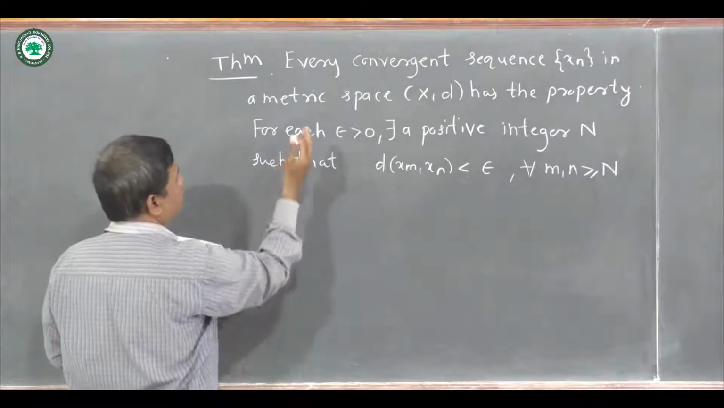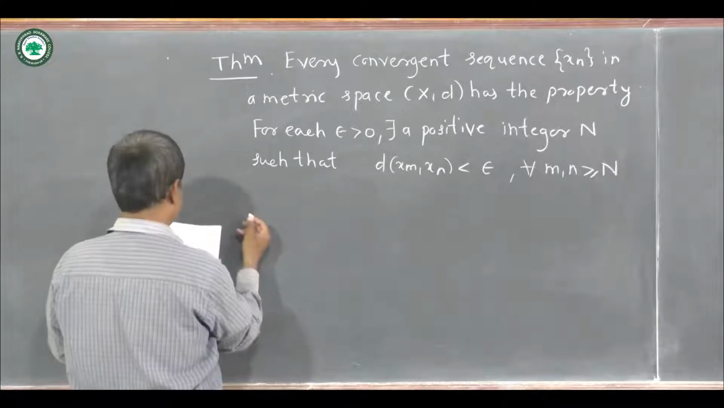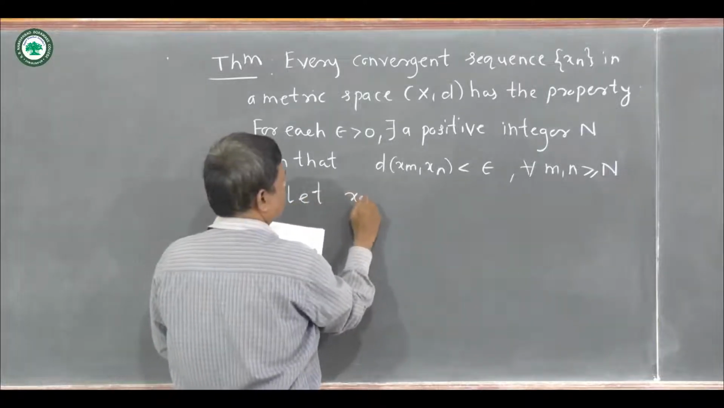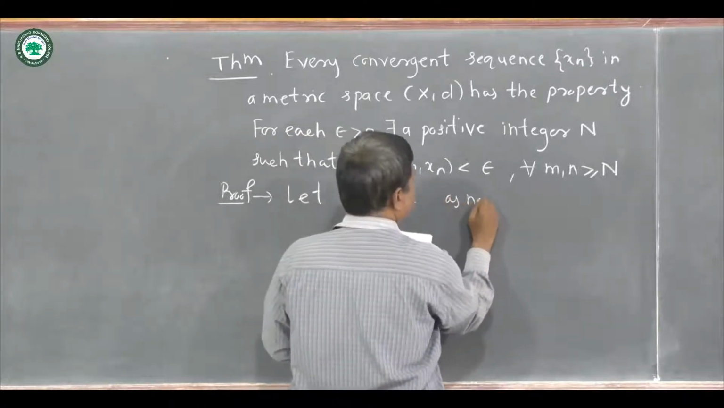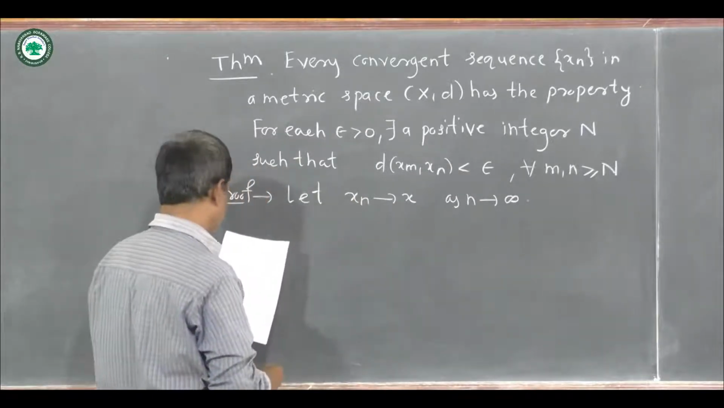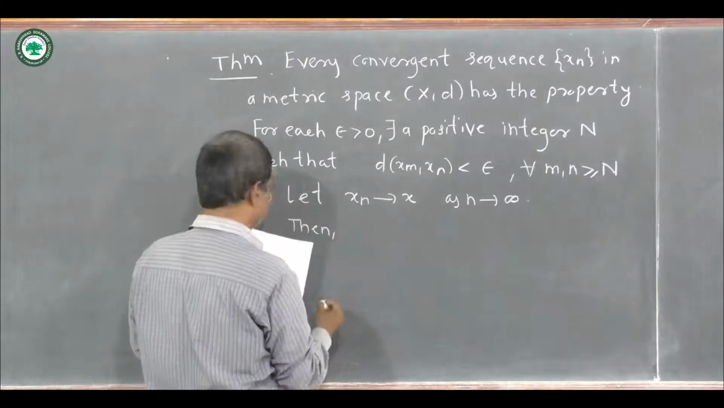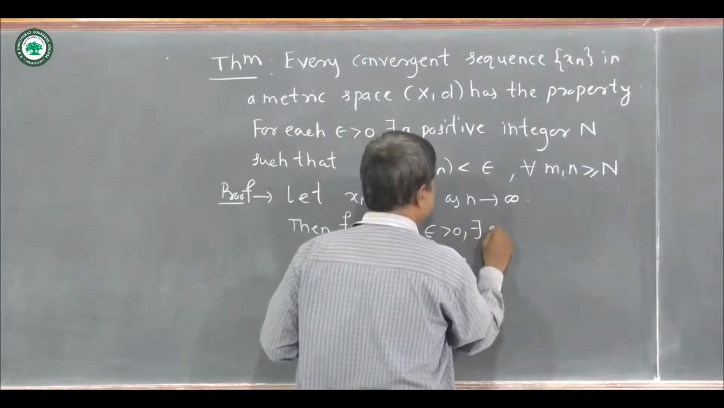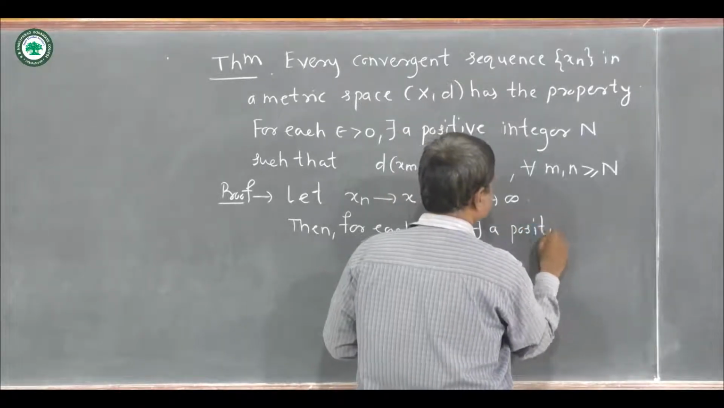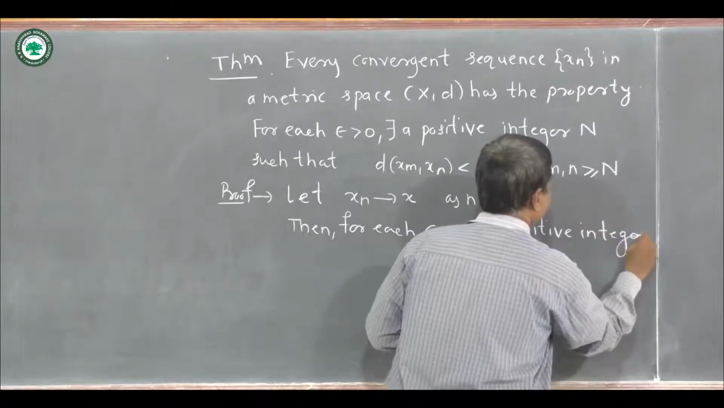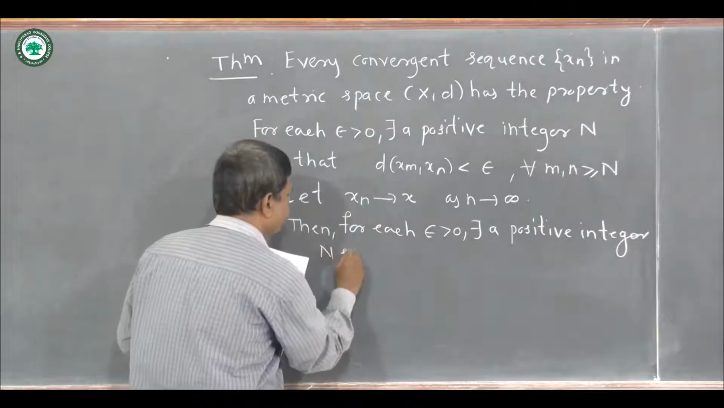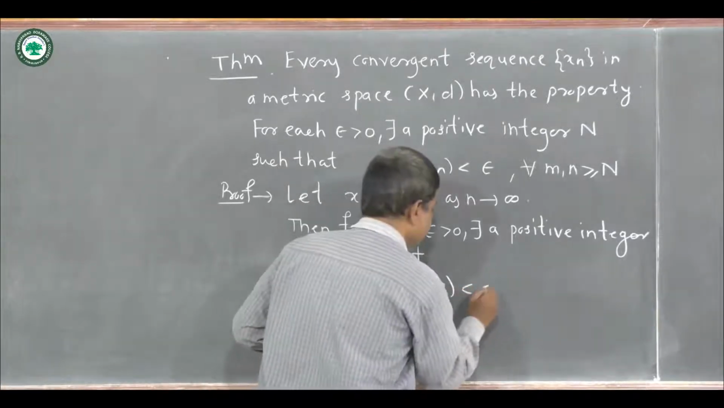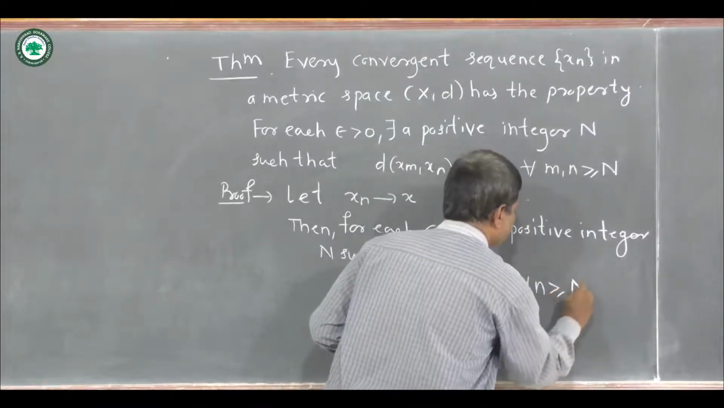Now in this case, xn is a convergent sequence here. So we write the proof of this. Let xn converge to x as n tends to infinity, or xn has limit x as n tends to infinity. Then by the definition of a convergent sequence, we write for each epsilon greater than 0 there exists a positive integer N such that d of xn, x is less than epsilon by 2 for all n greater than or equal to N.